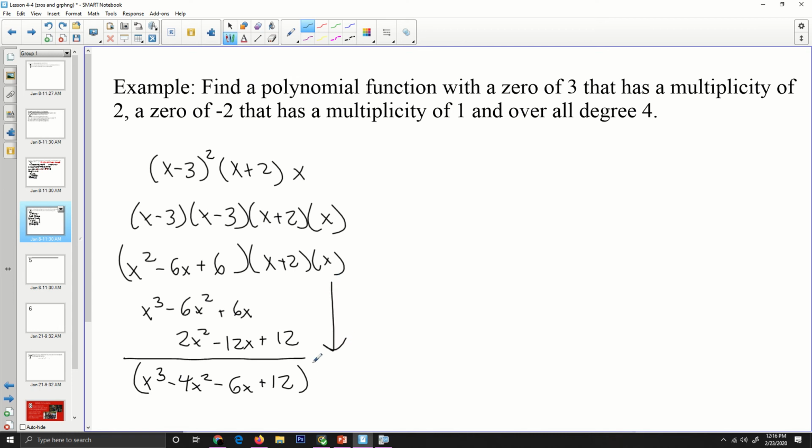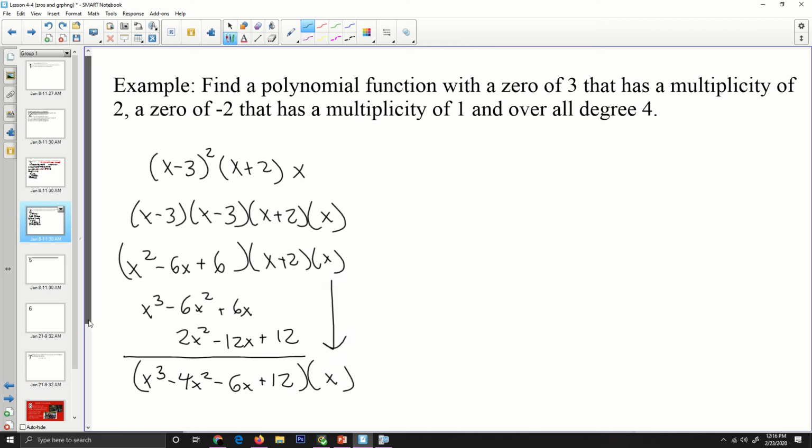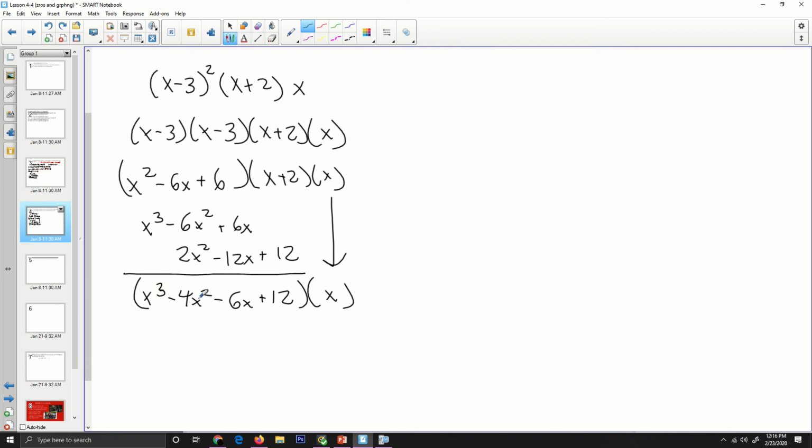So I still got to bring this times x down. And that one's just easy. I'm just going to increase the degree of each of these terms by a power of x to the first. So it'll give me x to the fourth minus 4x to the third minus 3x squared plus 18x. And I will put a box around that, and we'll be done.